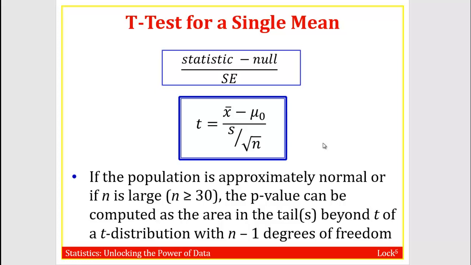T distributions are pretty much just like normal distributions. They're single peak, symmetric, they're bell-shaped. The basic difference between a t distribution and a normal distribution is that a t distribution is a little bit flatter and a little bit more spread out. We can identify a particular t distribution by identifying the number of degrees of freedom. For a test of a single mean, the degrees of freedom are equal to n minus 1.